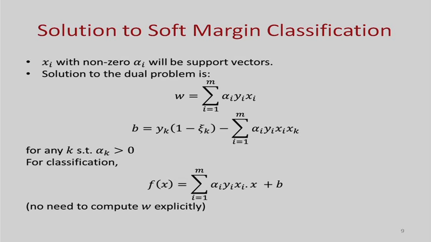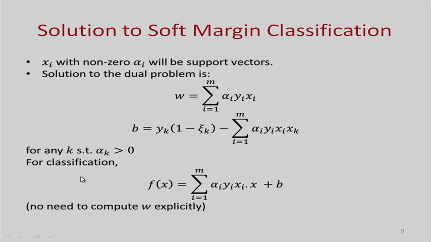And the solution to the dual problem is given by w equal to sigma i equal to 1 to m alpha_i y_i x_i. Alpha_i is non-zero only for those points which are support vectors. And once we find the values of alpha_i, we can find the value of b from any one of those points. So, b equal to y_k times (1 minus xi_k) minus sigma alpha_i y_i x_i dot x_k. So, for any of these k, we can find b after we have found the alpha_i's.